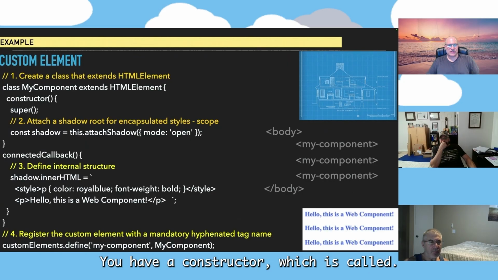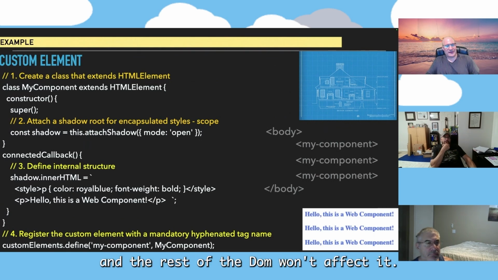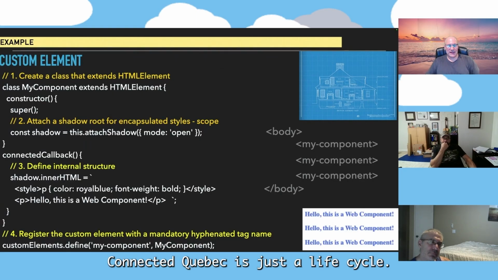You have a constructor, which I'm not going to go into too much detail on here. I'm just going to breeze over it. Whenever you call the class, the constructor is automatically called, and super is its parent, so that would be the HTMLElement class. And then what it does is create a shadow DOM, and it attaches it to this custom element, and that's what isolates it. That's what keeps it isolated from the rest of the DOM. Anything you do in there won't affect the rest of the DOM, and the rest of the DOM won't affect it.